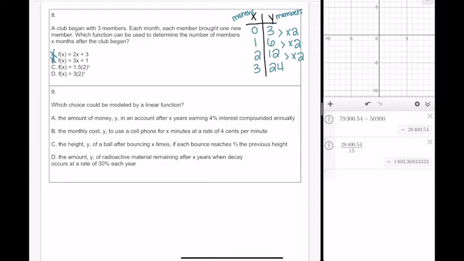And then all we have to do is determine the initial value, and we already know that our base is 2 because it's doubling. So it has to be D. The initial value, the original amount was 3 members, and it is doubling, so your base is 2 each month.